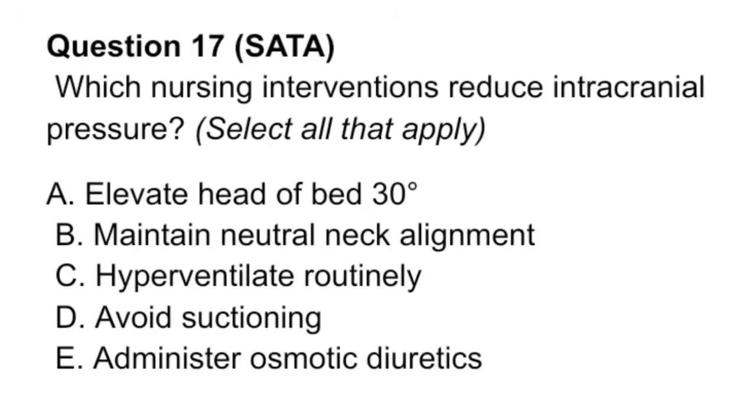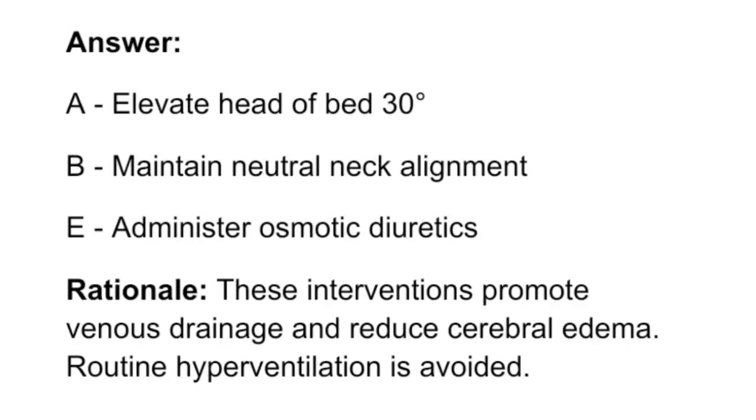Question 17. SATA. Which nursing interventions reduce intracranial pressure? Select all that apply. A. Elevate head of bed 30 degrees. B. Maintain neutral neck alignment. C. Hyperventilate routinely. D. Avoid suctioning. E. Administer osmotic diuretics.